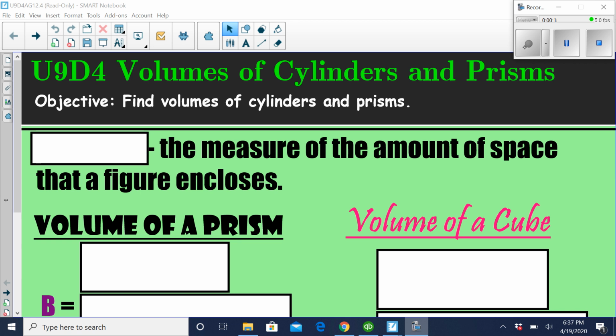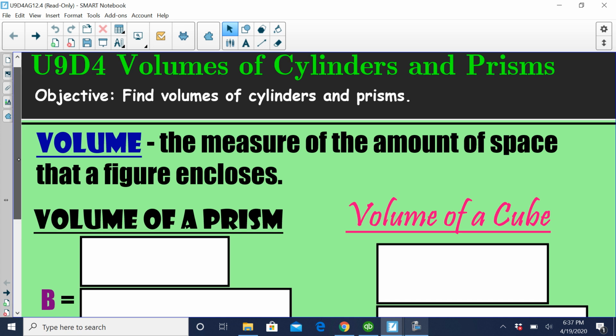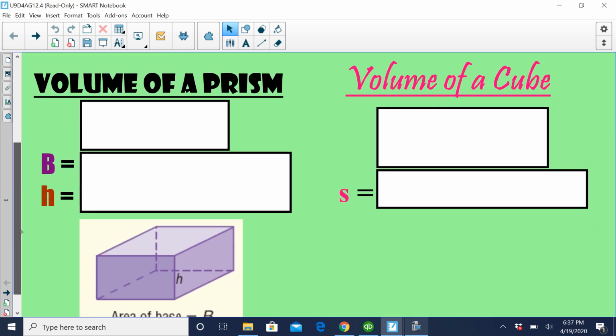Today our goal is to find the volumes of cylinders and prisms. So what we would start with is the definition of volume. Now volume is the measure of the amount of space that a figure encloses. So if you think of a water bottle, it would be the amount of water that I can fit inside of that bottle. It's the space inside of the figure, okay? When I label volume, remember volume is going to be units cubed. So all of my answers will be cubed.